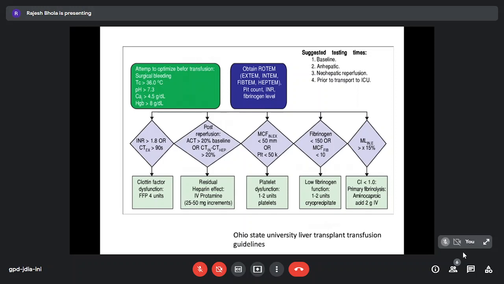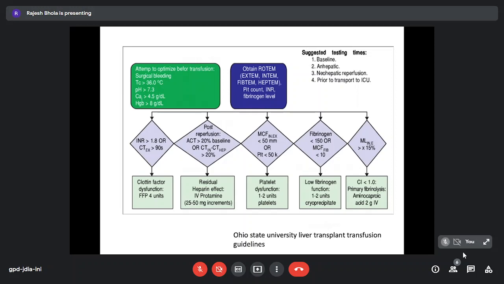If you look into the maximum clot firmness in EXTEM, which is less than 50, or the platelet count is less than 50,000, that indicates platelet dysfunction. So the recommendation is to give platelet transfusion during liver transplant. Similarly, if the fibrinogen is less than 150 and the maximum clot firmness in FIBTEM is less than 10, that indicates fibrinogen is either dysfunctional or there is hypofibrinogenemia or afibrinogenemia. You have to transfuse cryoprecipitate.